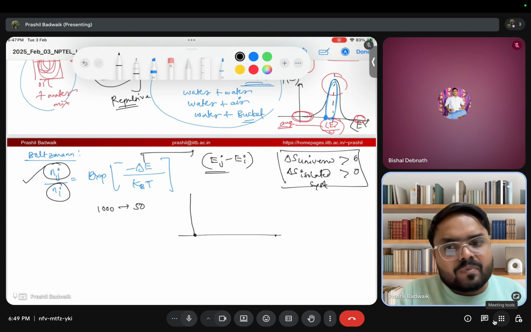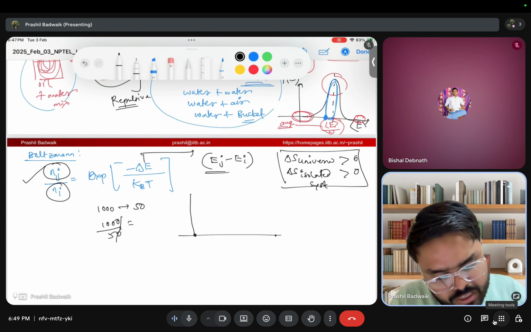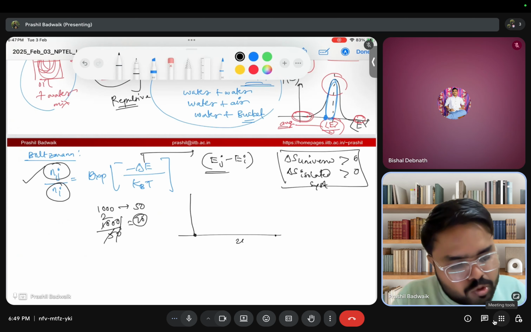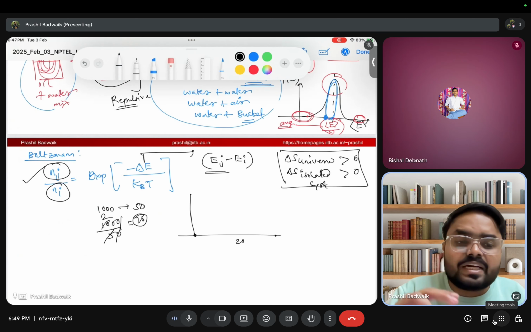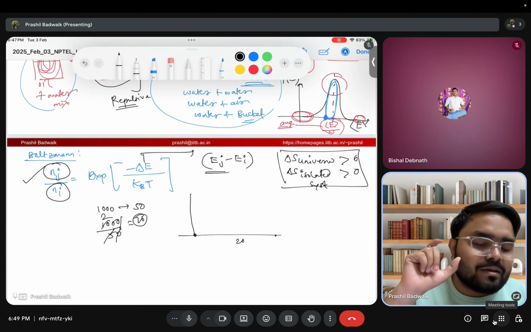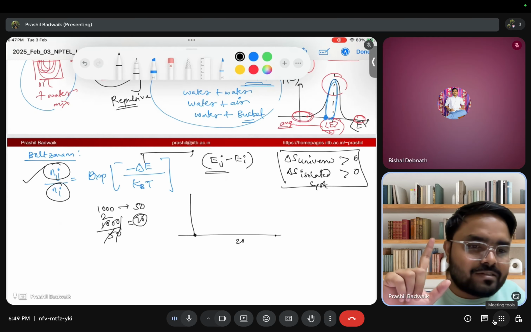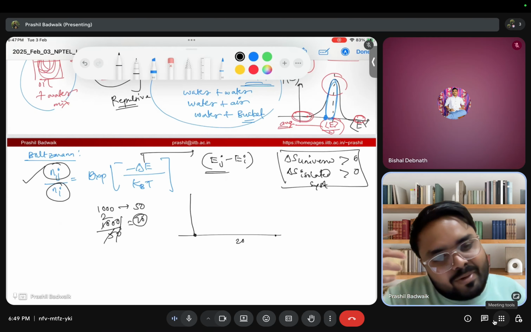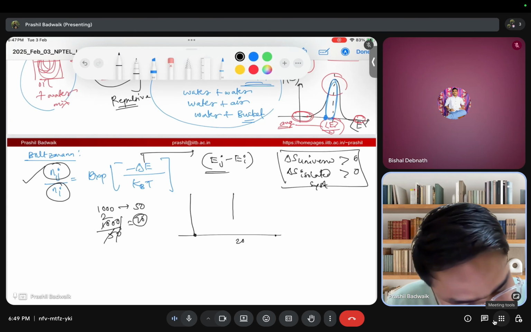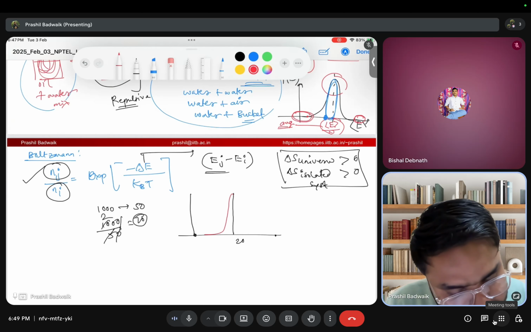What will happen? 1,000 divided by 50, so it is 20. So 20 is the average number of chocolates that each student should get. But is it the case that all students should get 20 chocolates? No, some might get 19, some might get 18, some might get 22, right? So this is my average value, and around that this is the distribution.